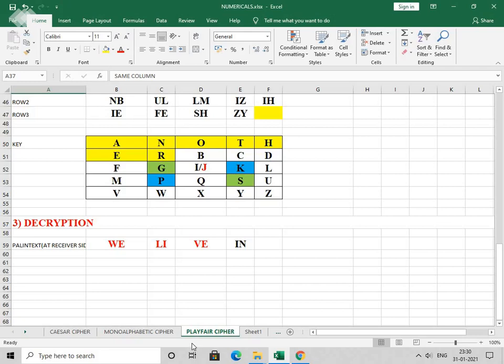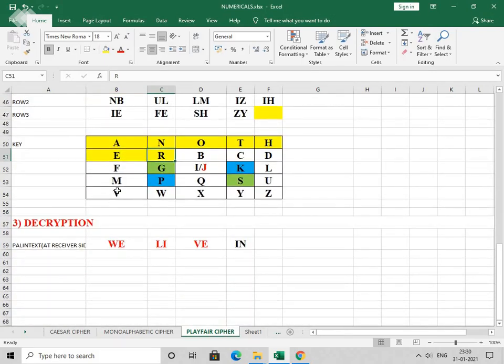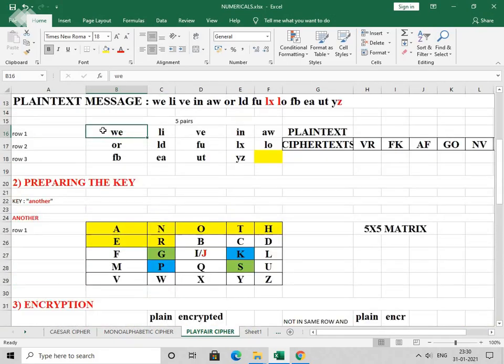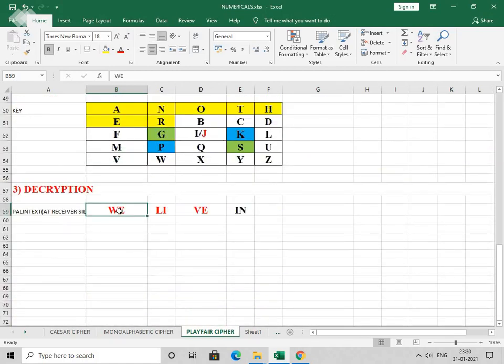Now, let's see this. VR. So V is present in the first column, fifth row. R is present in the second column, second row, right? They are not lying in the same column or same row. So what we are going to do is the intersection part. So V is replaced by W and R is replaced by E. So we got a plain text WE, right? Now the original plain text is WE. See, after decryption we got WE.